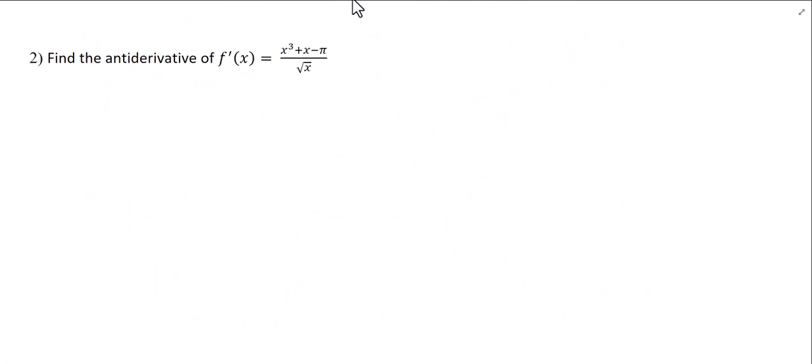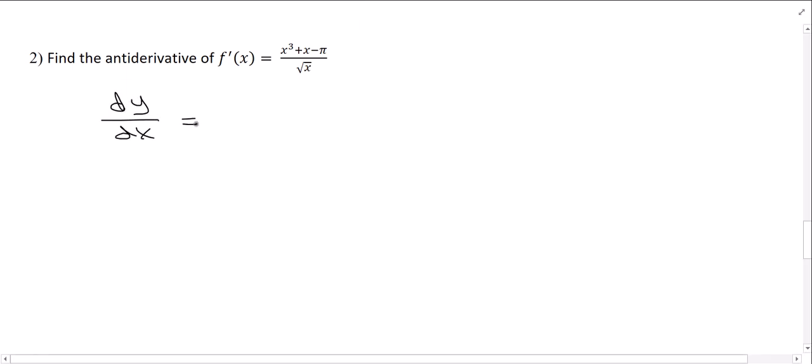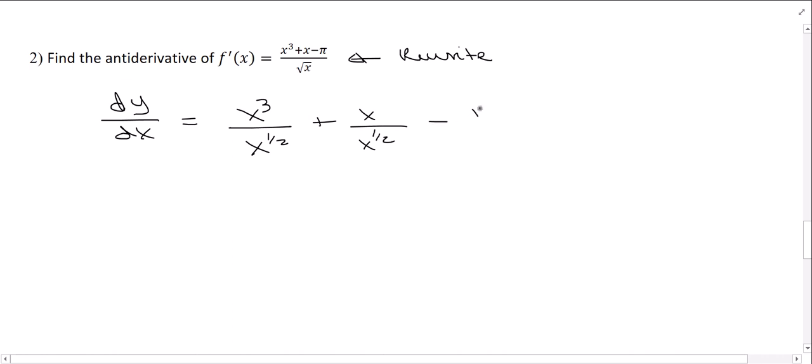Now this one, find the antiderivative of x cubed plus x minus pi, the whole thing divided by the square root of x. And now I'm using this notation, the f prime, but you could also be given the notation as dy dx equals. And this one, we're going to rewrite it. So I'm going to say x cubed over root x, the square root of x is really x to the 1/2, plus x over x to the 1/2. So I'm going to split up the fraction, minus pi over x to the 1/2.